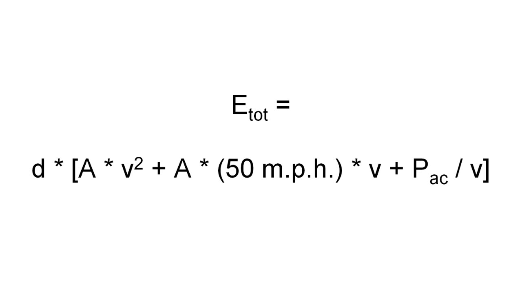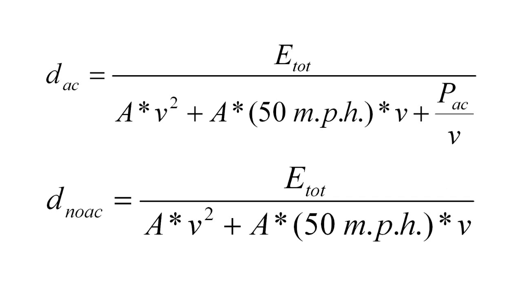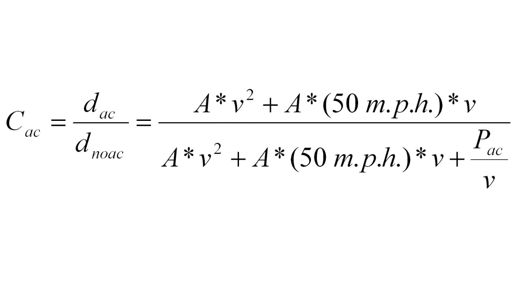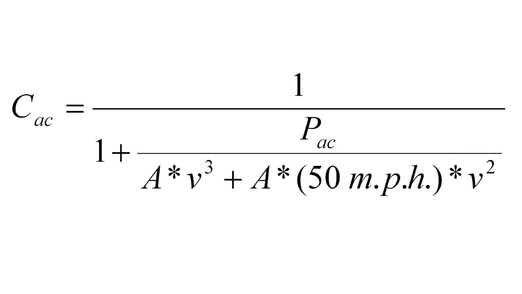When the air conditioner is turned off, PAC is 0. We can solve for D, the distance traveled, with and without the air conditioner running. Note that CAC is equal to D AC over D no AC. This is the multiplier for reducing your range due to using the air conditioner. Now we can get a formula for CAC that varies with V. Doing simple algebra, we get this.